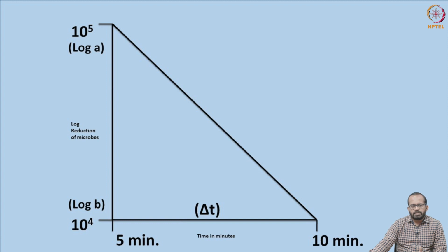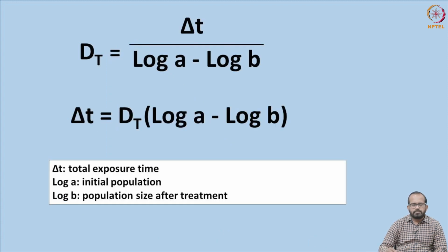So if you take the initial number of microorganisms as log A and the final number of microorganisms as log B, and the change in time as delta T, where delta signifies a range, then within 5 minutes to 10 minutes, that is time in minutes, one log reduction has happened. That change of time is taken as delta T. From this we can derive an equation from that logarithmic reduction graph. We can write the D value, D_T, is equal to delta T divided by log A minus log B, where delta T is the change in time in minutes, log A is the initial number of survivors, and log B is the final number of survivors.